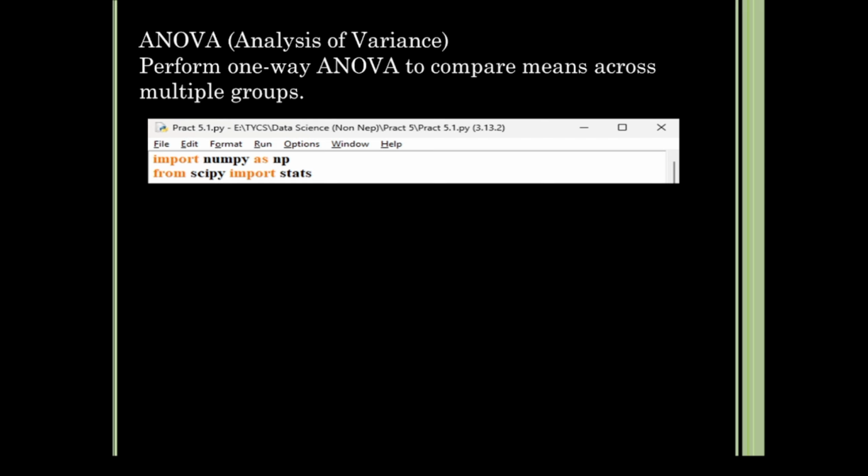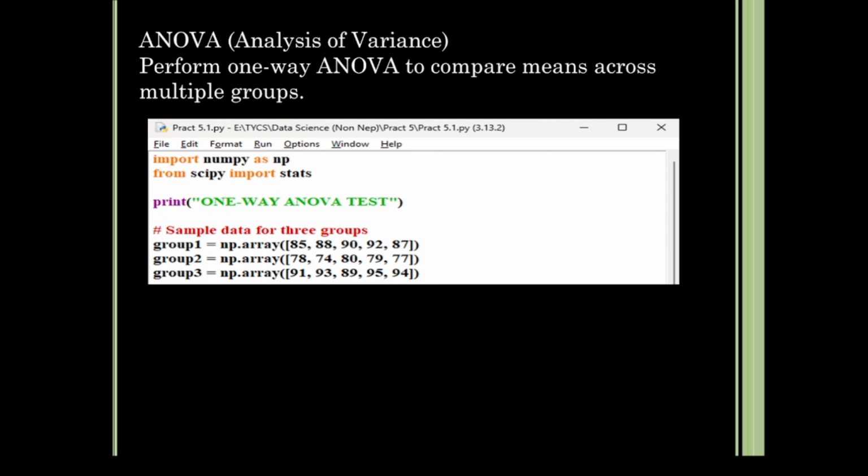So basically, what do you mean by ANOVA? One-way ANOVA is a statistical test which is used to compare the means of three or more groups to check whether there is a significant difference among them. So I have to import two libraries: one is NumPy and the other is SciPy. NumPy, you all know what it is, and SciPy I have also explained to you all previously.